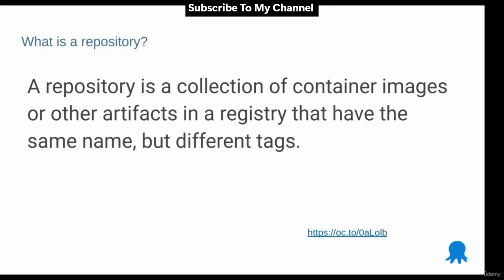Registries contain many repositories. So a repository is a collection of container images or other artifacts in a registry that have the same name but different tags. This means there is a one-to-many relationship between a registry and a repository, and another one-to-many relationship between a repository and the tagged images that it saves.